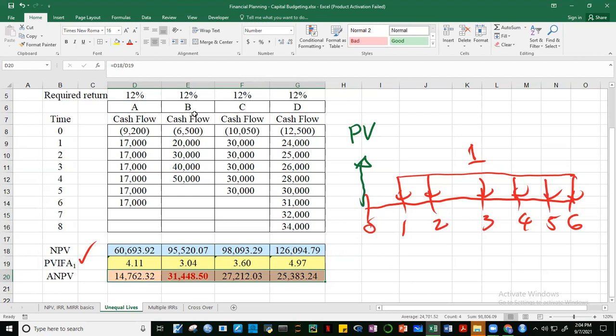So it turns out that si B guys, si B, mas maganda siya, no? Kasi mas mataas yung annualized net present value natin. Okay, clear yun guys? Any questions about this unequal lives? Paki-chat naman kung okay ito so that I can move on to multiple IRRs. Okay, good. Good. Salamat. Yung iba, paki-chat naman please kung may questions or clear tayo.